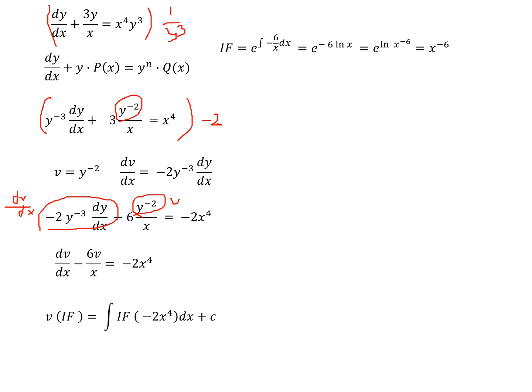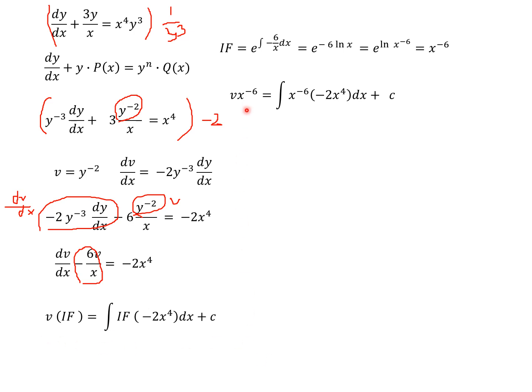You know that this is our p of x there, that negative 6 over x. So the integrating factor is e to the negative 6 over x dx. That's e to the negative 6 ln of x. That's e to the ln of x to the negative 6. That's the same as x to the negative 6. And using that formula, substitute it here.